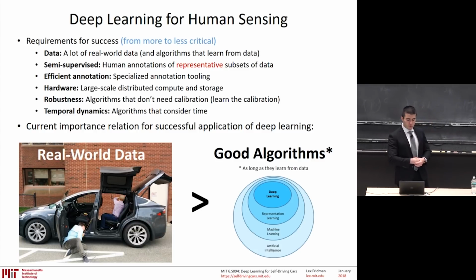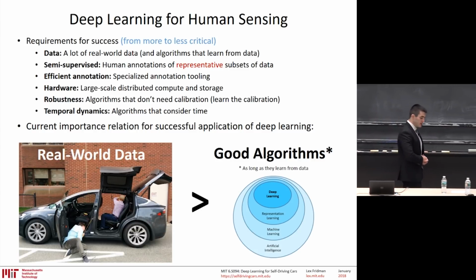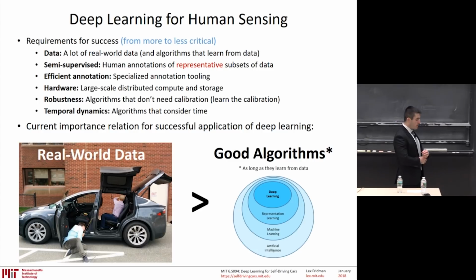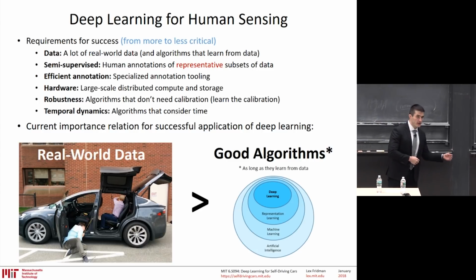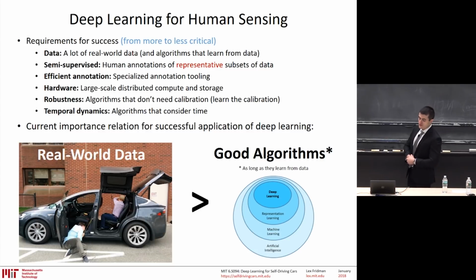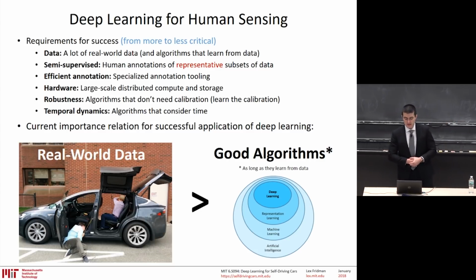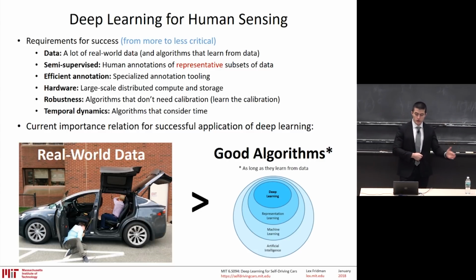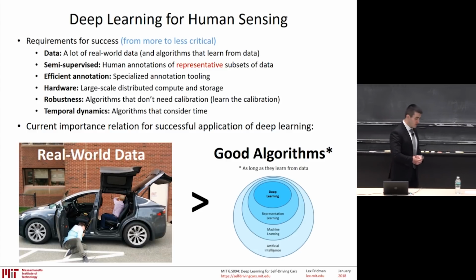In order to train these networks, in order to parse the data we collect, and we have now over 5 billion images of driving data, in order to parse that, you can't do it on a single machine. You have to do large-scale distributed compute and large-scale distributed storage.